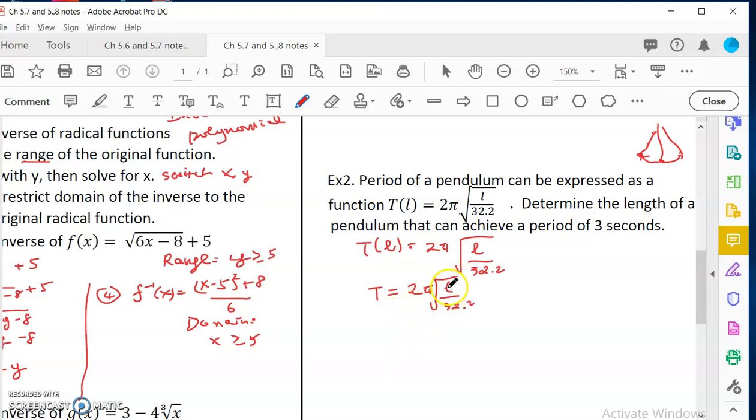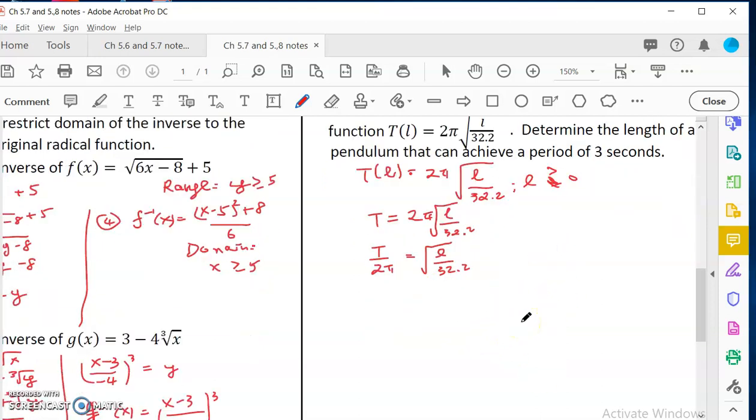And then you want to solve for L, right? So you would have to get rid of the 2 pi. So T over 2 pi equals the square root of L over 32.2. In this particular case, the original function's L has to be positive. It's a length. Well, actually, I think it cannot be 0. If you don't have a length, you can't generate anything. So actually greater than 0.